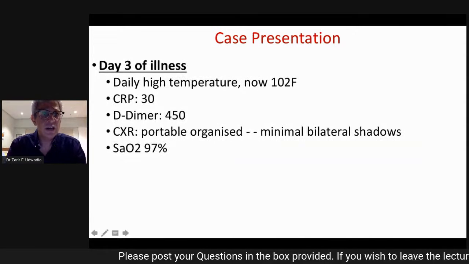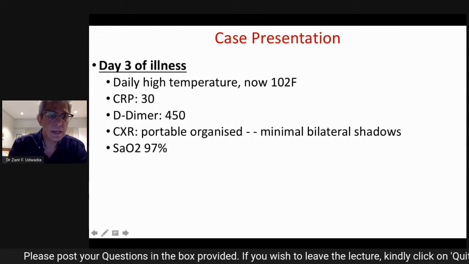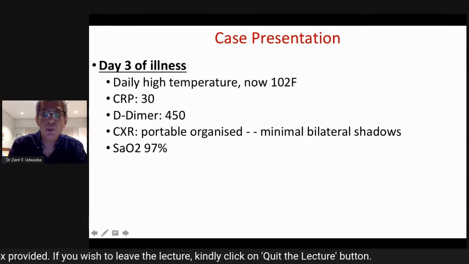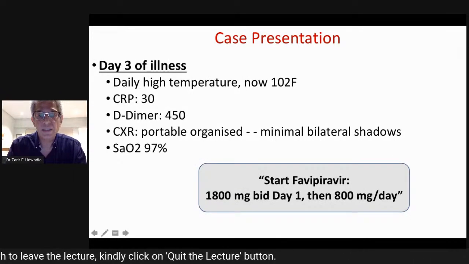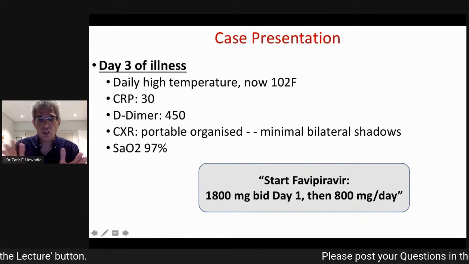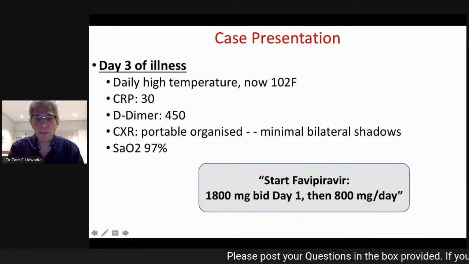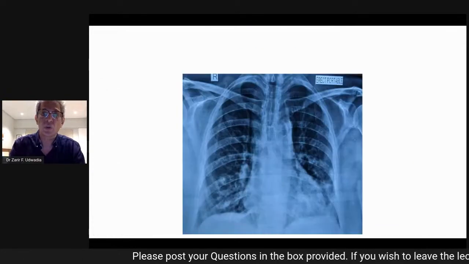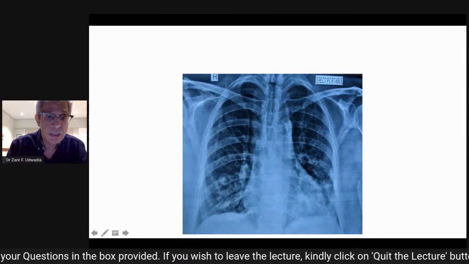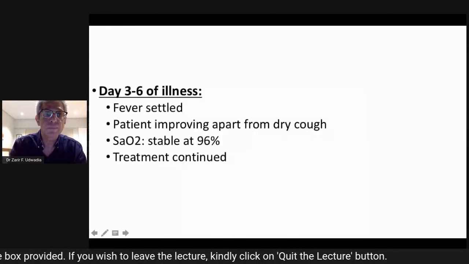But at day 3 of her illness, her fever was still spiking and high. Her CRP had gone up. The chest x-ray was starting to show some shadows. And my advice at this stage was, we have an oral antiviral which has been shown to reduce the period of viremia. Let's use it in the correct dose. That was her x-ray. And you would agree that this lady at home was developing a bilateral pneumonia.